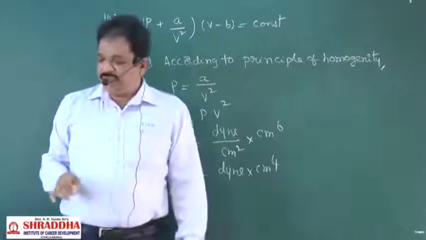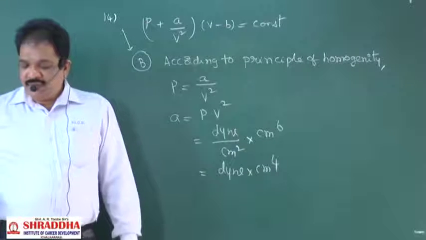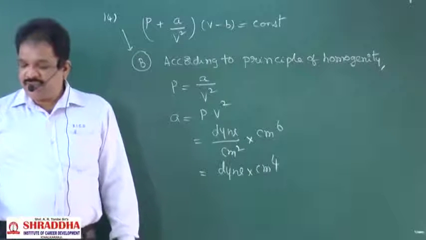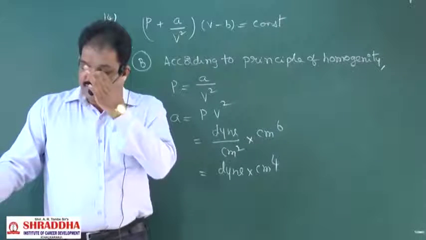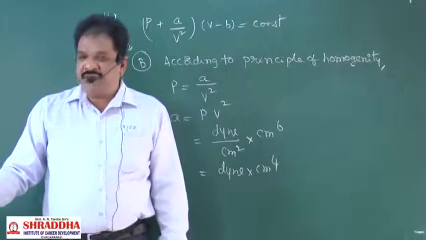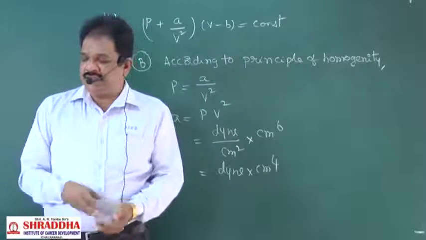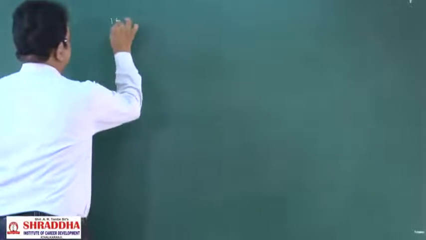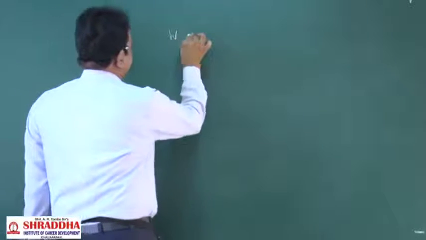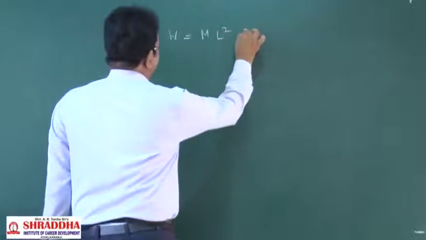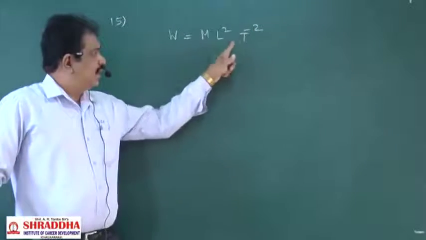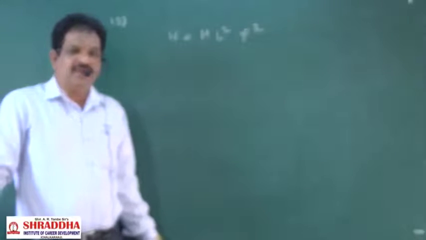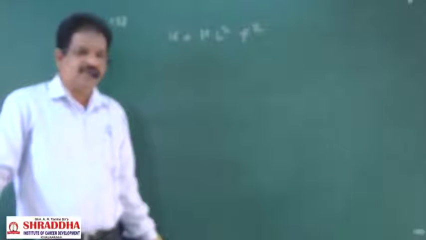Next, 15. Units of length, mass and time are doubled. Then the new unit of work expressed in terms of M L T is what? So, the work dimensional formula you wrote: W is equal to M L square T power minus 2.